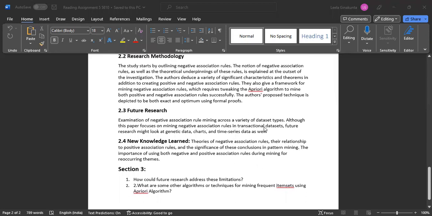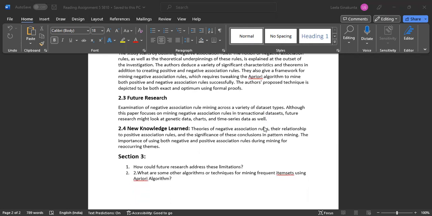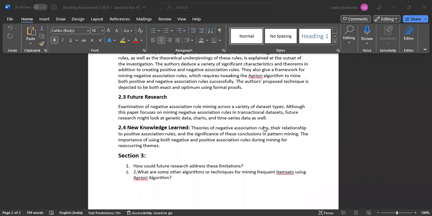They also give a framework for mining negative association rules, which requires tweaking the Apriori algorithm to mine both positive and negative association rules successfully. Coming to the future research, examination of negative association rule mining across a variety of dataset types is needed because this focuses on transactional data sets.